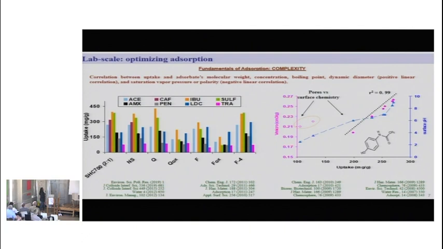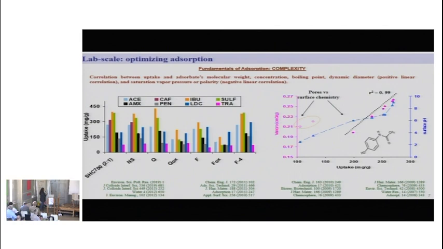So, first of all, of course, we have to develop some lab scale optimization of the materials. So this is just a global overview for you to see different carbon materials in this case and how they behave to absorb or to retain, which is the uptake of different pollutants. Some of them mentioned before, so caffeine, penicillin, amoxicillin, ibuprofen, and so forth.